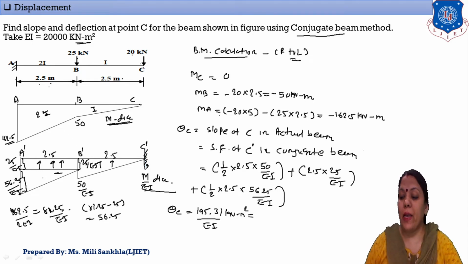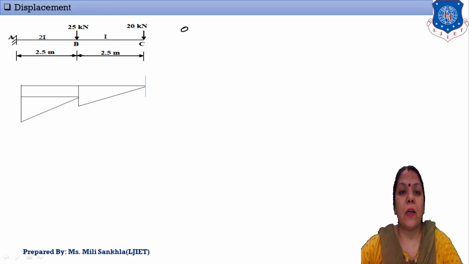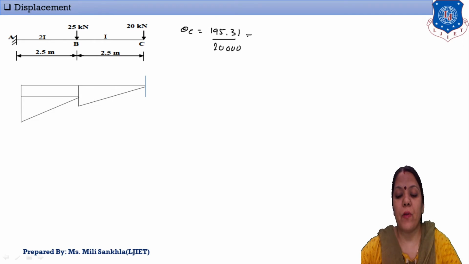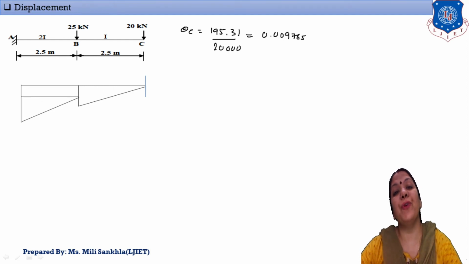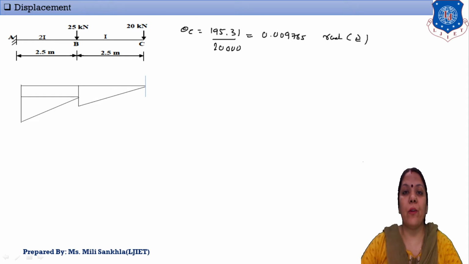Okay, next I write down the value of this theta C, which is equal to 195.31 divided by 20,000. After dividing, my answer is 0.009765, and the unit of this slope is radian. Okay, and it is positive, so write it in the clockwise direction.